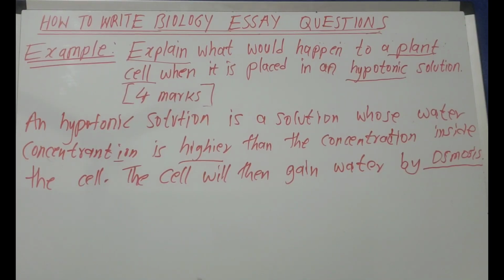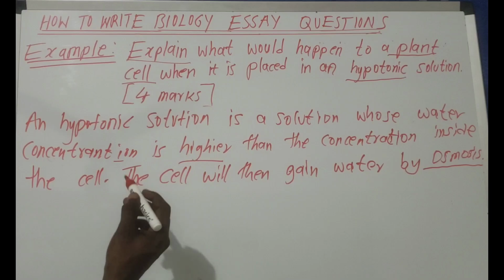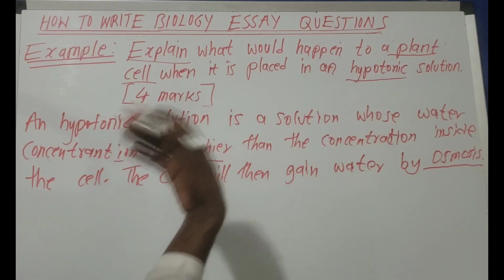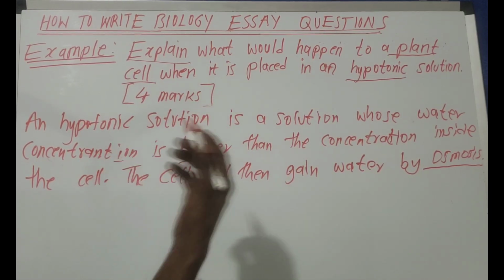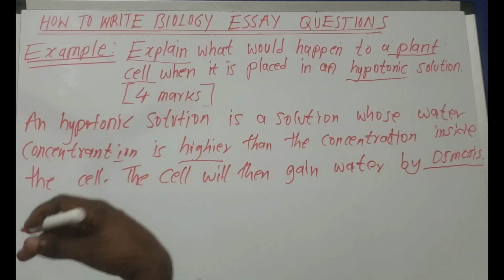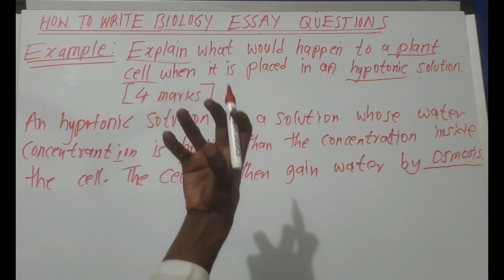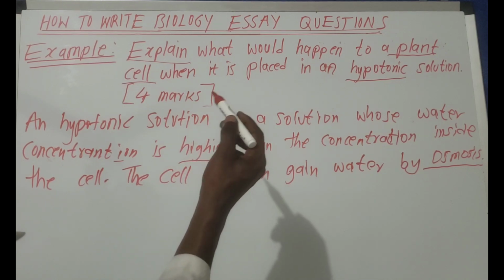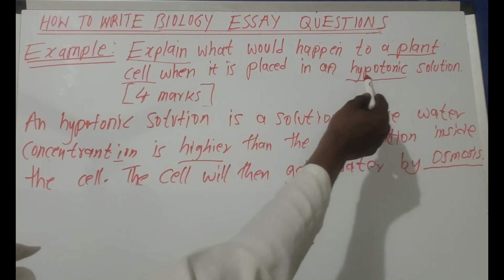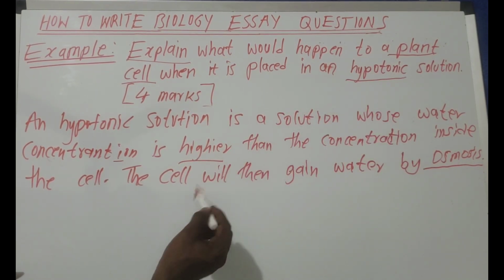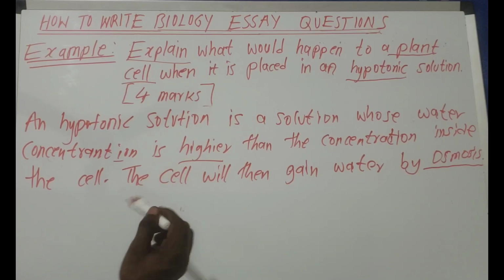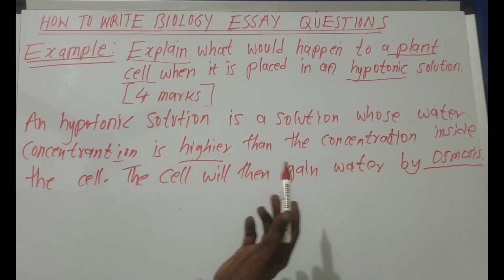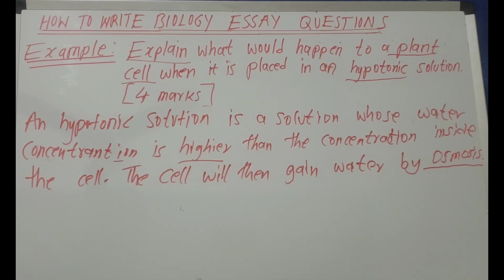Osmosis. Okay, when it absorbs the water, and this is simple because we understand that this hypotonic solution has more water than the cell. So osmosis will move water from where it is high to where it is low. In this case, water is more concentrated in the hypotonic solution, so it will move from the solution to the what? To the cell. Hence the cell will gain water by the process of what? By the process of osmosis.